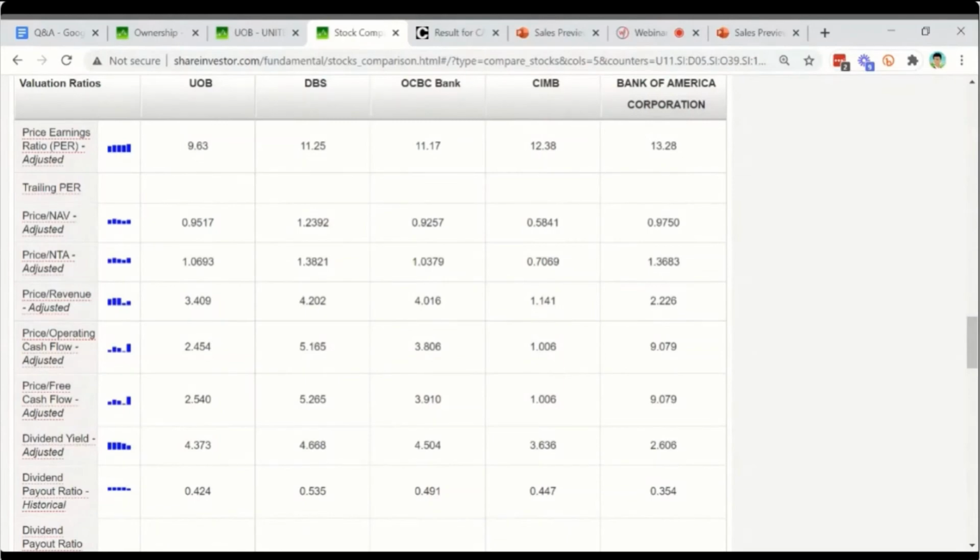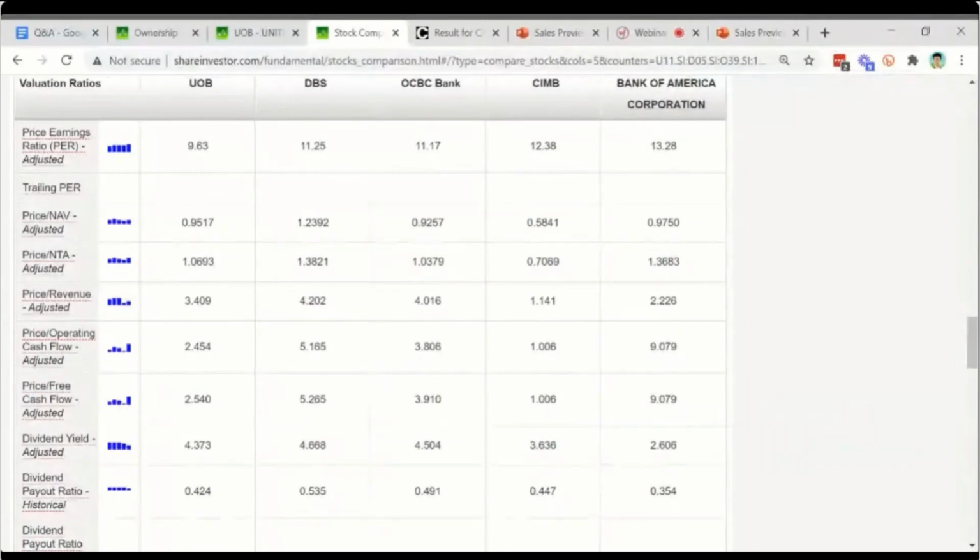Okay, dividend yield. You just scroll down. Right now, the trailing 12 months for UOB is 4.3%. So pretty similar to the other two local banks, and also higher than what other banks are offering right now.